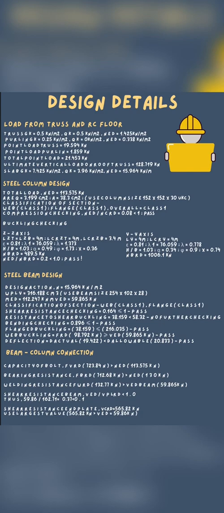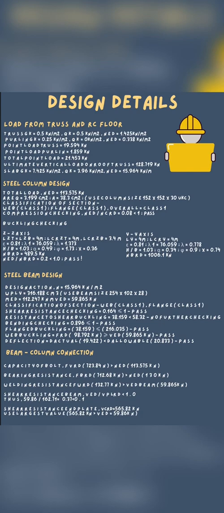For the welding resistance, the FWRD is 132.77 kilonewton, which is also a higher value than the VED beam. The VED beam value is 59.865 kilonewton. For the shear resistance of the beam, VED over VPLRD must be less than 1.0.